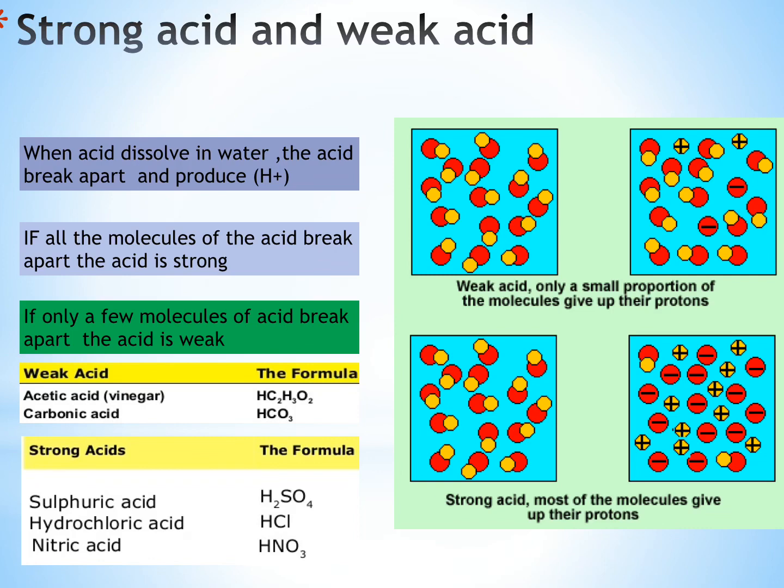Let's define first what is a strong acid, what is a weak acid, and give a few examples about each one of them. So the first one, when acid dissolves in water, the acid breaks apart to produce hydronium, as we said in a previous lesson. This part is very important, so listen carefully. If all the molecules of the acid break apart, then it is a strong acid. Just like I said earlier, so what is a strong acid? It is the acid that completely breaks apart or ionizes in water.